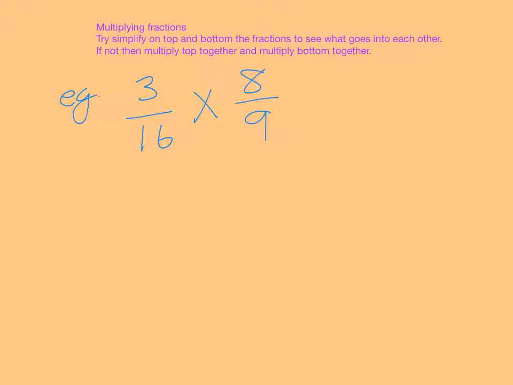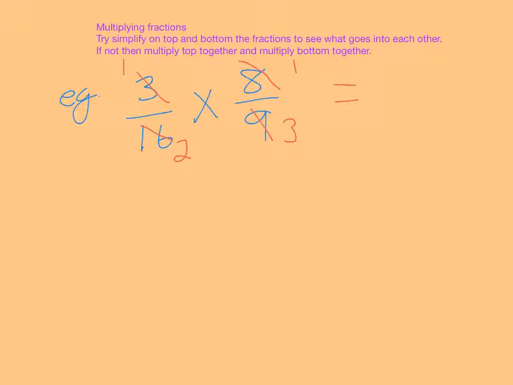So for example, 8 goes into itself once and 8 goes into 16 twice, so that makes the fraction much easier to work with. But also on the left hand side and top, 3 goes into itself once and 3 goes into 9 3 times. So this has made my fraction much simpler. So I can now just tidy up and multiply the top together.